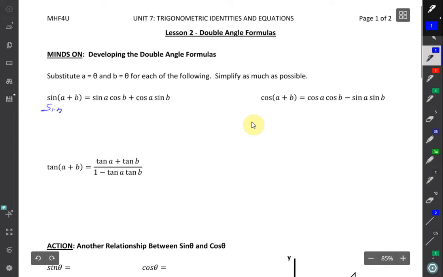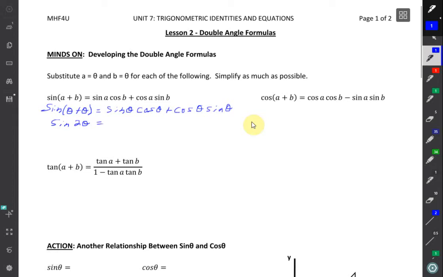The sine of theta plus theta is equal to sine theta cos theta plus cos theta sine theta. Simplifying on the left side, that would be sine 2 theta, which is our double angle. And on this side, we have 2 sine cos thetas. So we can simplify this by putting a 2 in front and sine theta cos theta. So this is one of our new double angle formulas.